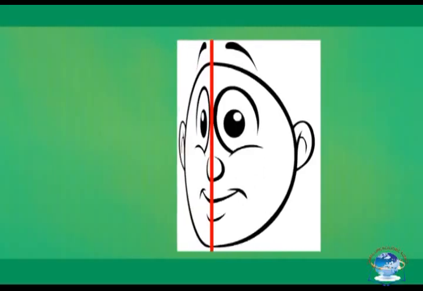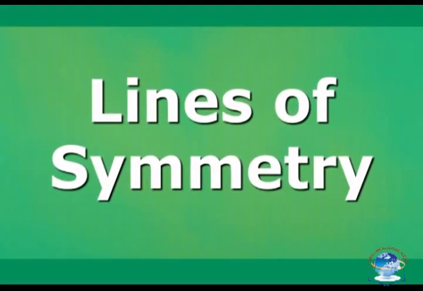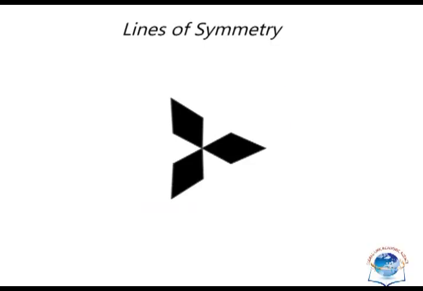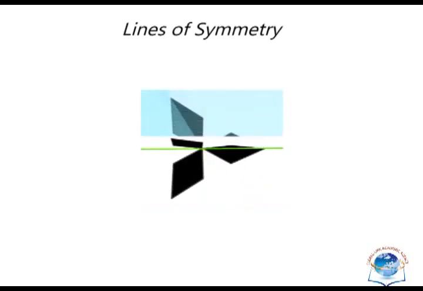Before we look at reflection, let us look at something called the lines of symmetry. A line of symmetry is an imaginary line that can be drawn through an object where one side is a perfect reflection, a mirror image of the other side. You can think of a line of symmetry as a line on which you can fold the image. If both halves line up perfectly, then that is a line of symmetry. If they don't, then it is not.